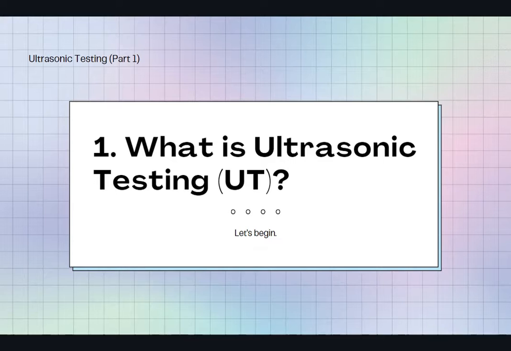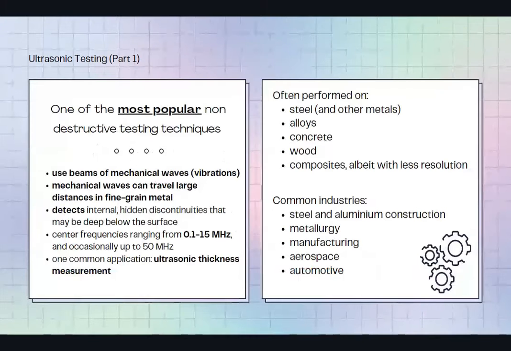So what is ultrasonic testing? It is one of the most popular NDT techniques, using beams of mechanical waves that can travel large distances in fine-grained metal. It can detect internal hidden discontinuities that may be deep below the surface. The center frequencies range from 0.1 to 15 MHz and sometimes up to 50 MHz.